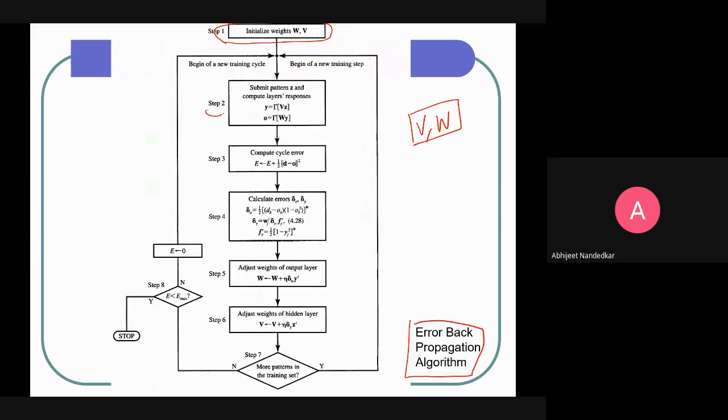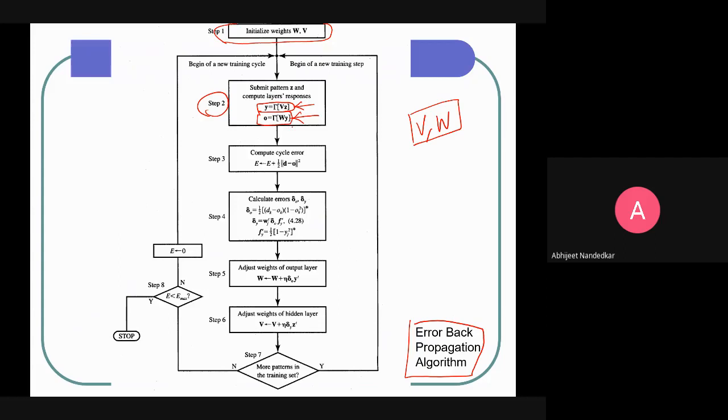So step number 2 is to compute this output. So y equal to some thresholding function of Vz indicates that it is computing the output of the hidden layer, and then this y is used to compute the output of the final layer.